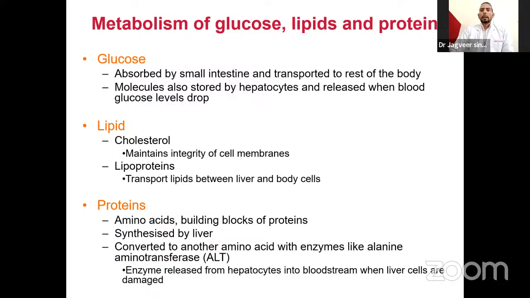Regarding protein synthesis, the liver mainly synthesizes amino acids, which are the building blocks of proteins. The liver can also convert one amino acid form into another by the enzyme called ALT, which is alanine aminotransferase. Next slide, please.